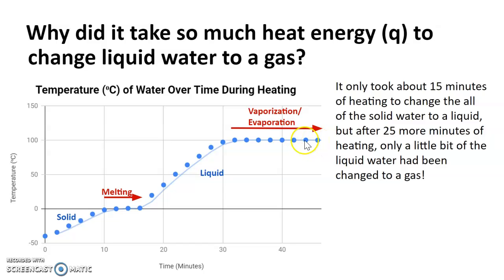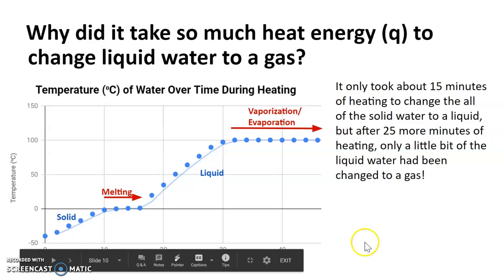So who knows how long it would have taken to evaporate all of the water out of that beaker? Our line would have gone on and on, and then eventually we would have boiled it dry, and all the water would have become a gas over here in the part of the graph that doesn't exist. I want us to think about why this part of the process, heating the liquid and making a gas, required so much more energy than this little process, heating up the solid and melting it. Okay, so let's investigate.